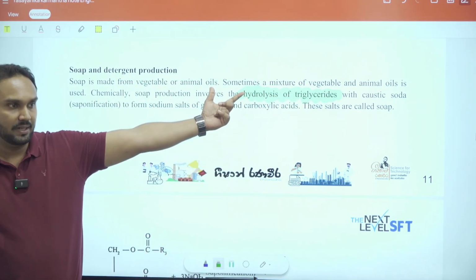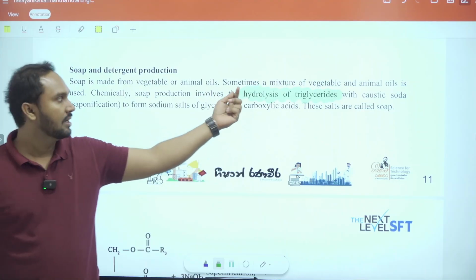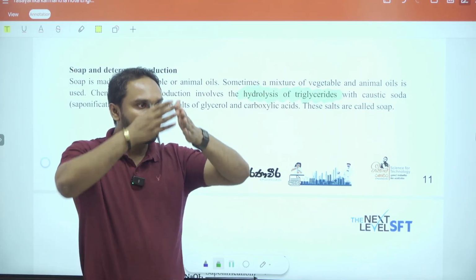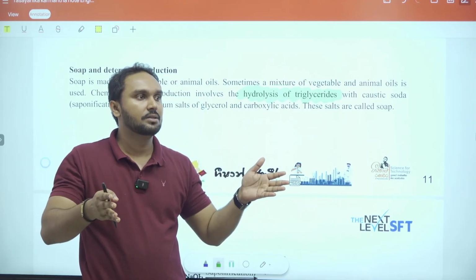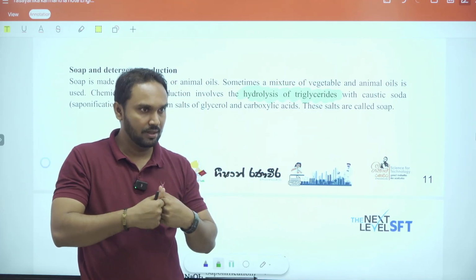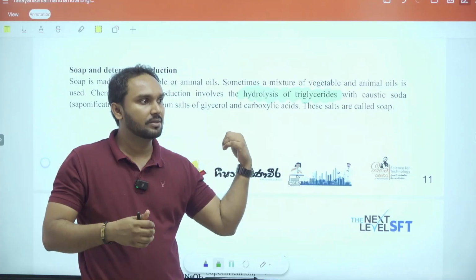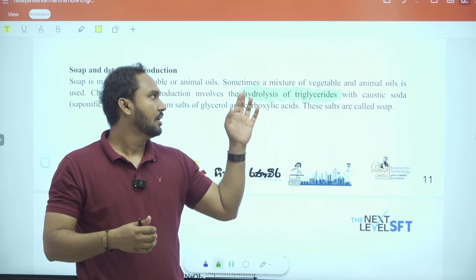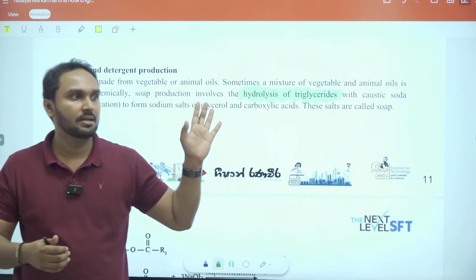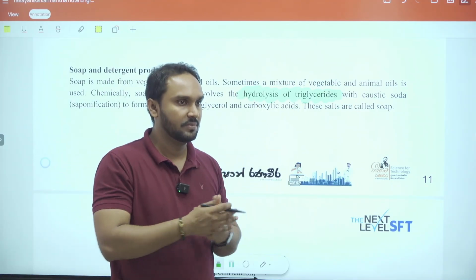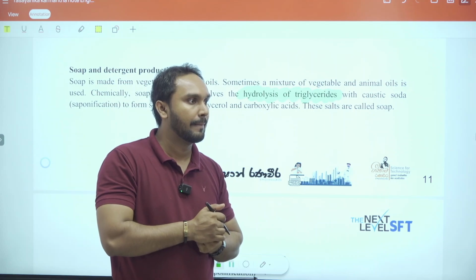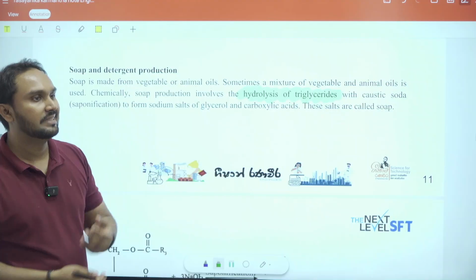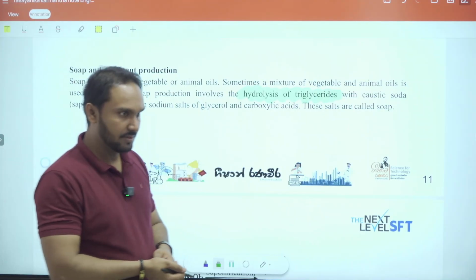We call this by a separate name. When in soap production the hydrolysis of the triglyceride occurs, the triglycerides are divided into two parts using water molecules. But in this case, sodium hydroxide is actually used. This process is called by a different name. What do you call this? Saponification. So hydrolysis of triglycerides here is a saponification reaction.